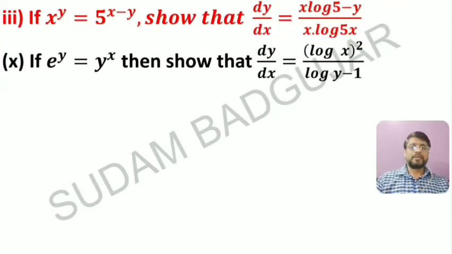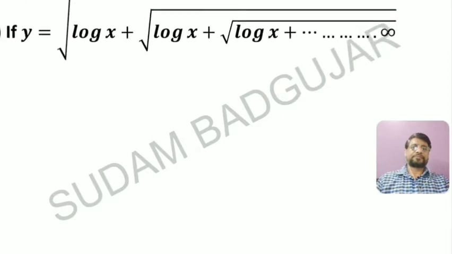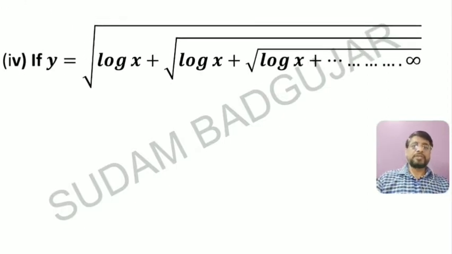Again, if e raised to y is equal to y raised to x, the RHS is variable raised to variable form, then you have to apply log on both sides. This is also a simple form. Next type is, now this one is a very important type.